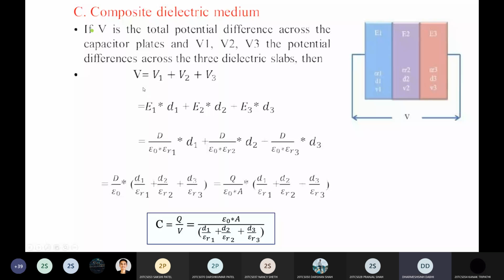So as you apply the voltage V across this capacitor, the voltage across each medium, suppose V1, V2 and V3. V1 is the voltage across the first dielectric medium, so that is electric field intensity E1 multiplied by the distance between 2 plates in that medium. Same way for V2 and V3. As we know, electric field intensity E1 is D divided by epsilon 0 into epsilon R1. So put in this equation. Finally you get the capacitance C equal to epsilon 0 A divided by D1 upon epsilon R1 plus D2 upon epsilon R2 plus D3 upon epsilon R3. So this is the derivation of the capacitance for the composite medium.